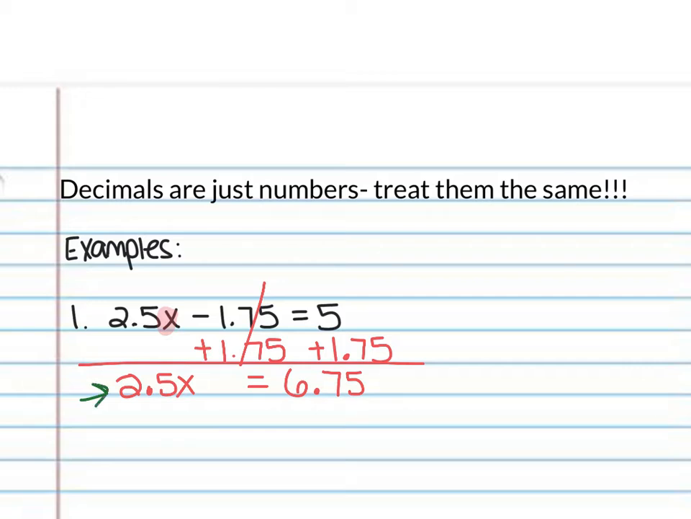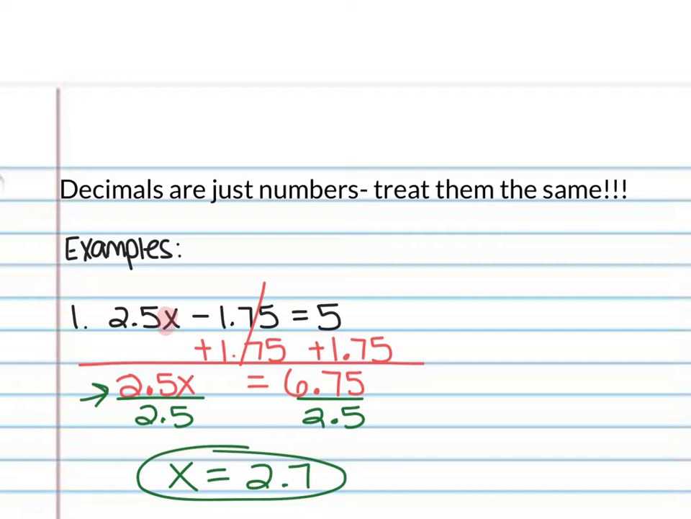These two numbers here, when there's nothing in between the 2.5 and the x, that means they're multiplying. So we have to do the opposite and undo multiplication. The opposite of multiplying is dividing. So I'm going to divide both sides by 2.5. And when I do that, I get x equals 6.75 divided by 2.5, use your calculators, is 2.7. So there's our first one. On to the second one.